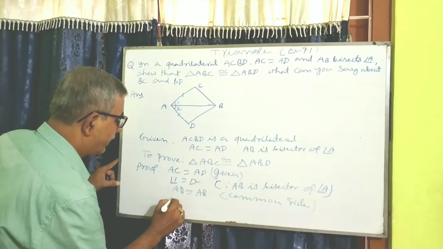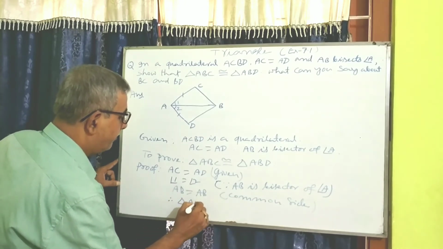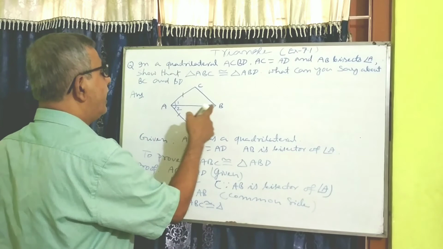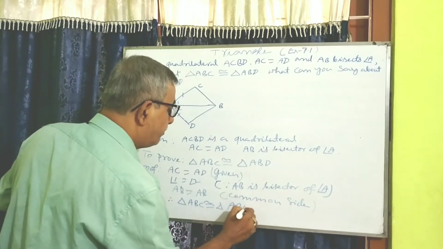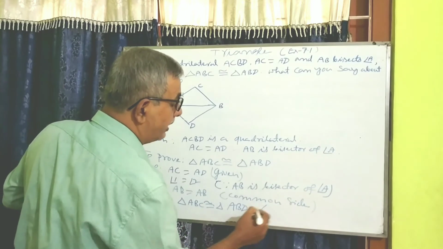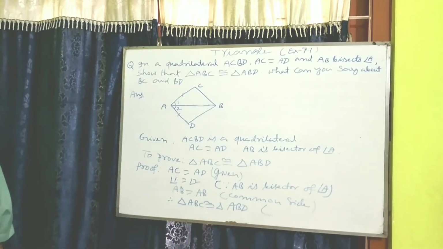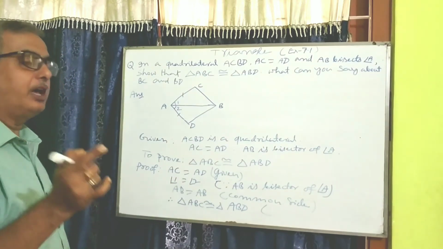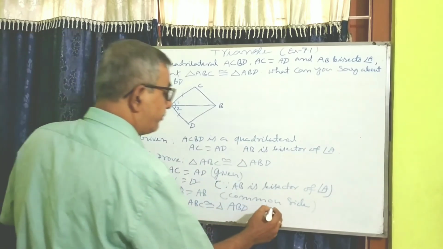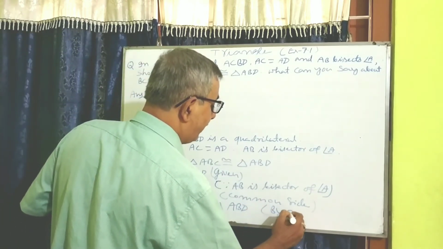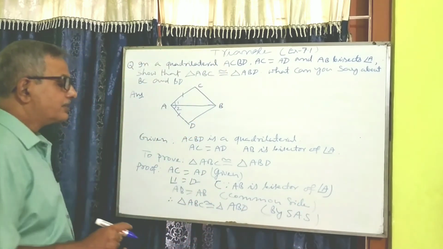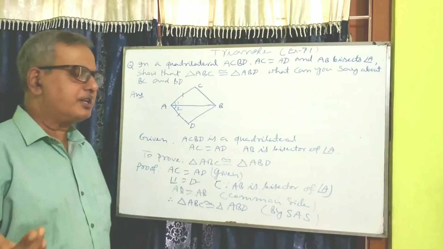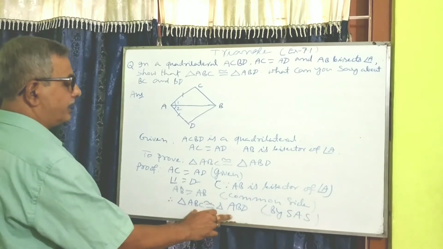Therefore, you can write triangle ABC is congruent to triangle ABD. By what postulate? There is one axiom, axiom number 7.1, side angle side. I taught you in the earlier videos. So by side angle side, these two triangles are equal or congruent. You can take equal and congruent; equal in all respects is called congruent.